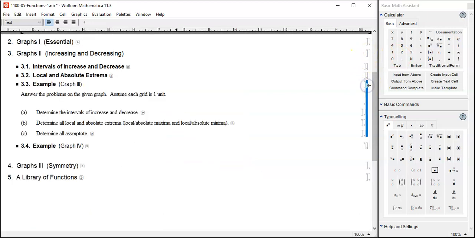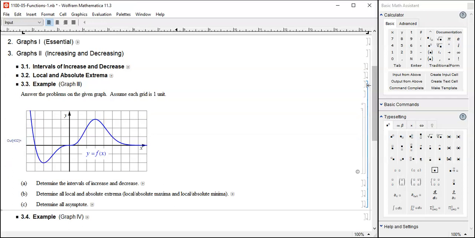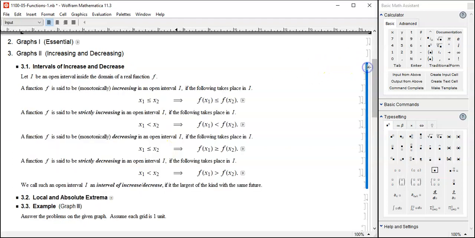So here's an example problem. Here's a graph, and determine the intervals of increase and decrease. Now, it's clear the graph is going down, and going up, and going down. Do you see? So decreasing, increasing, and decreasing. All right, f is decreasing, increasing, and decreasing. Now, how would you write this? Let's go back to the definition. I is an open interval inside the domain of the real function. So it belongs to the domain, so we are talking about the x-coordinate.